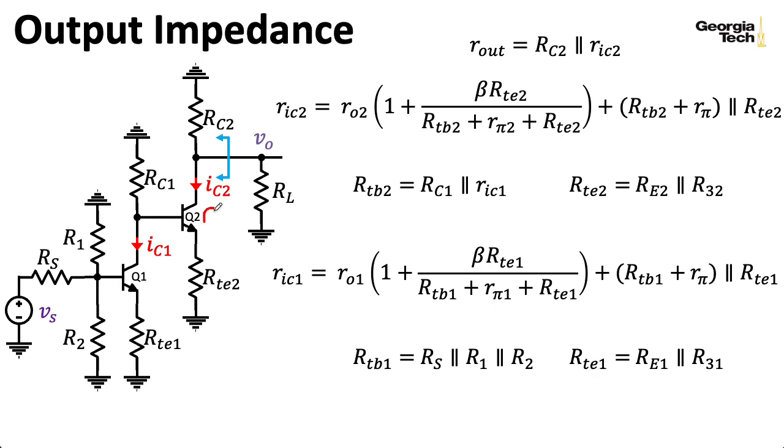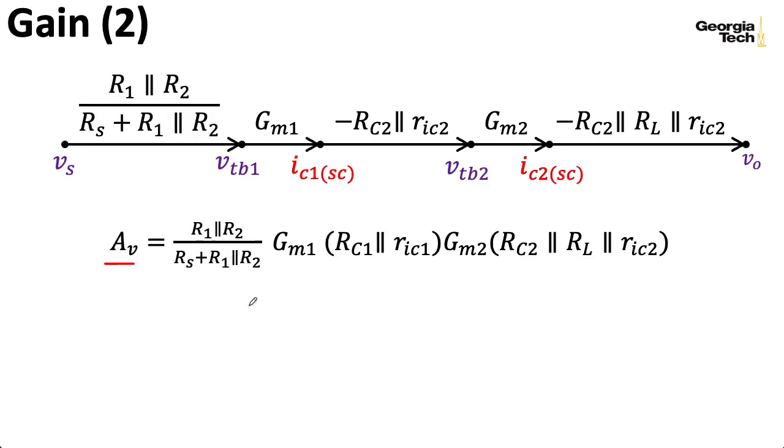Now, you can easily imagine some special cases. For instance, if you can approximate the RO of Q2 as being infinite when computing this particular quantity here, it's also infinite. So this is infinite, and the output impedance of the entire cascade is just this collector resistance RC2. And if we look at this gain expression, well, if we can assume that the ROs are infinite, this goes away, and this here goes away. And let's also assume that the load resistance is infinite, so this goes away. Let's also assume maybe that RS is zero, so this term winds up going to one. And then I just have this big gm1 times RC1, and this big gm2 times RC2. So if we were to focus just on these terms for a bit, then we can look at the same kind of special cases that we did in the common emitter lecture.